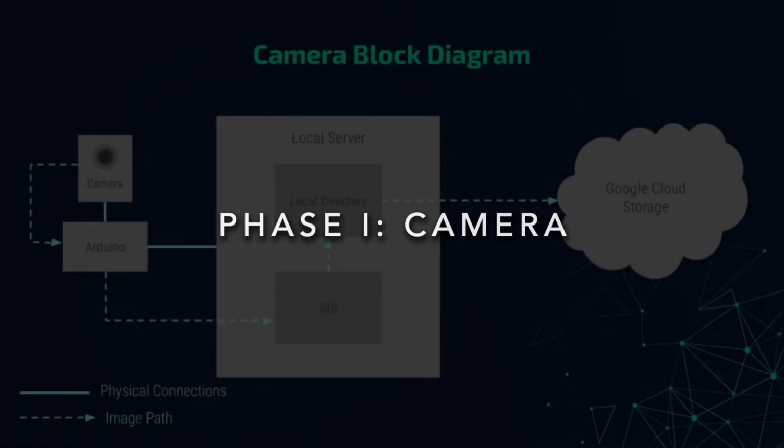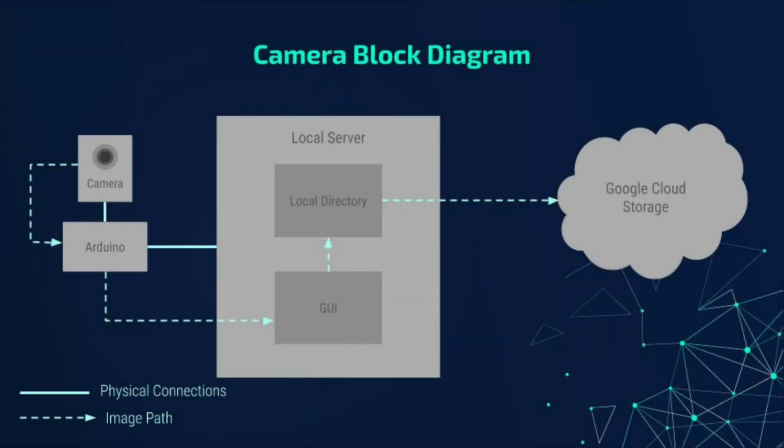So phase 1 consists of image transfer to cloud storage. As can be seen in the phase-specific block diagram, the camera is connected to an Arduino Uno that is then connected to a local server. Within that local server, there is a GUI that comes with the camera, which runs the camera and continuously saves images onto a local directory. This process will be shown soon.